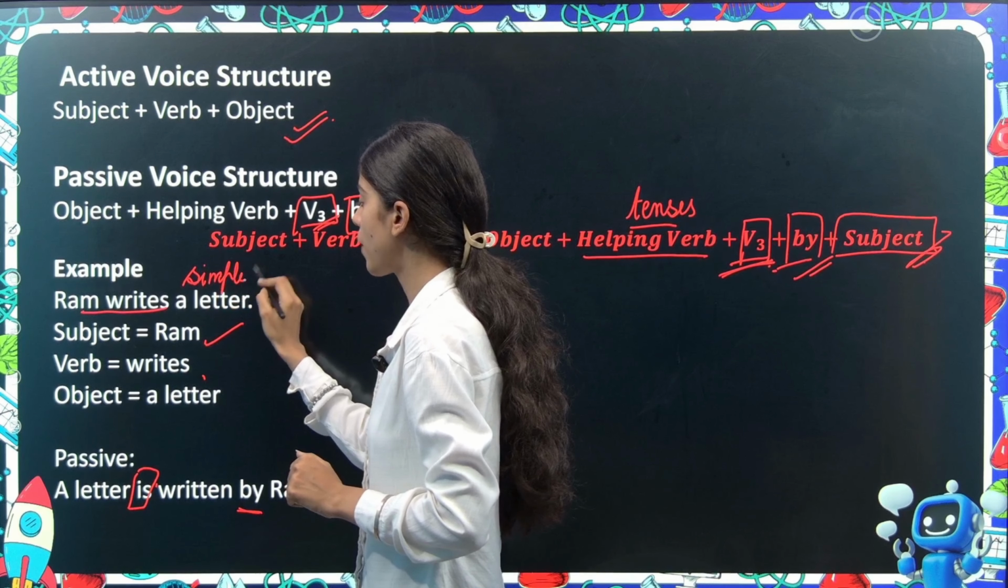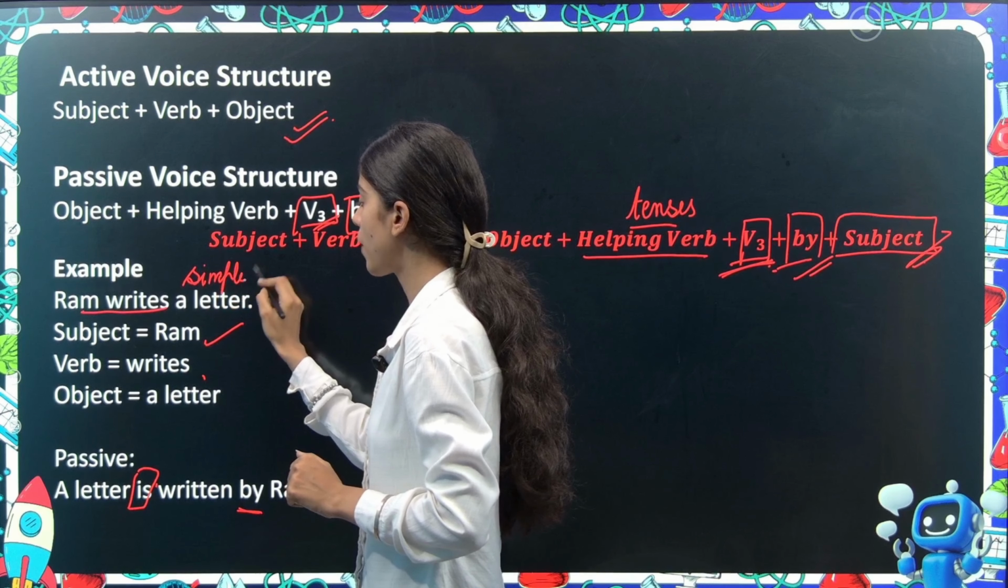Now present tense conversions. Now we will see tense conversions one by one: in present tense, in which case we have to use is, am, are, in which case we have to use was, were, and in which case we have to use will be or shall be. So for present simple, when our active voice is in simple present tense, just remember the three helping verbs which I told you before: is, am, and are.